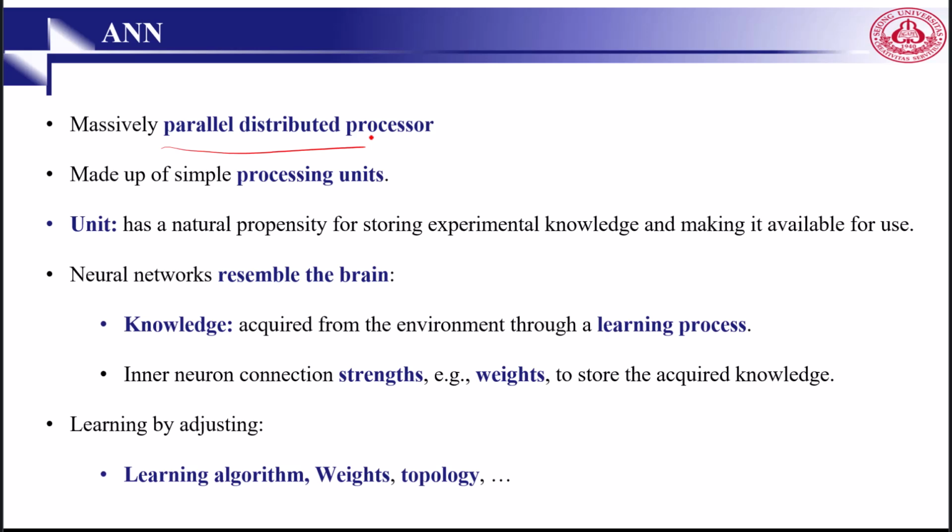Artificial neural networks resemble the brain in two key ways. The first one is that knowledge is acquired from the environment through a learning process, not explicitly programmed like traditional computer systems. And also, knowledge is stored in the connection strength between neurons, which we call weights. This means the knowledge is distributed across the entire network, making it robust and fault tolerant.